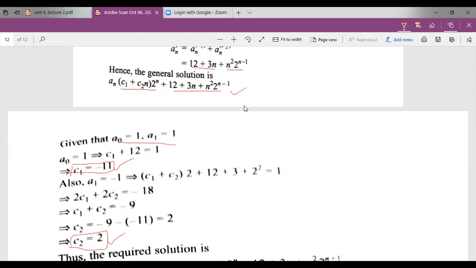So we substitute the c1 and c2 values in this solution. We get the complete solution of the given non-homogeneous equation, that is a_n = (-11 + 2n) 2^n + 12 + 3n + n^2 2^(n-1) is the required complete solution of the given non-homogeneous equation. Okay.